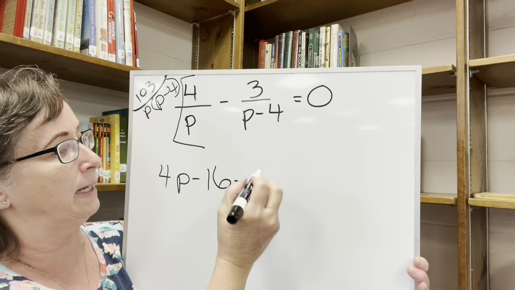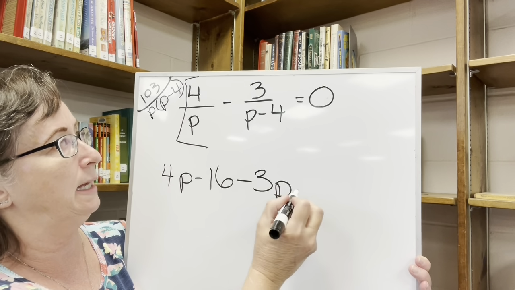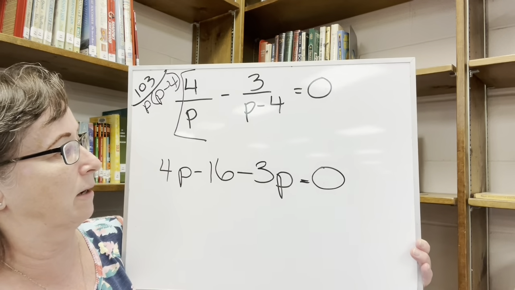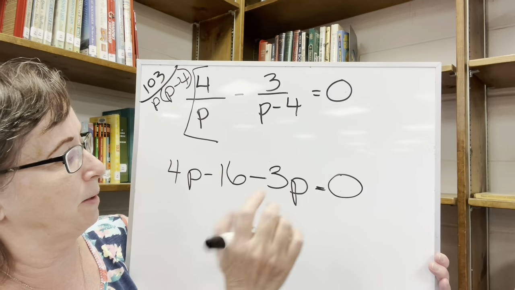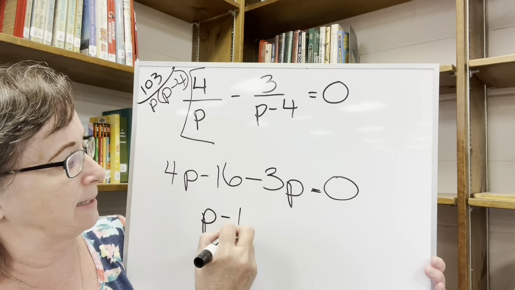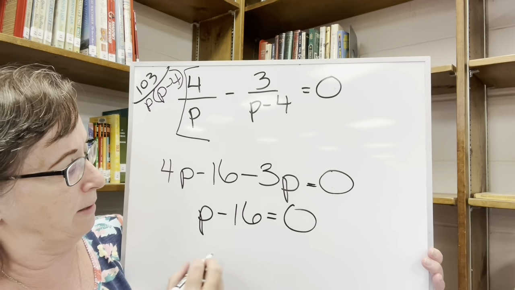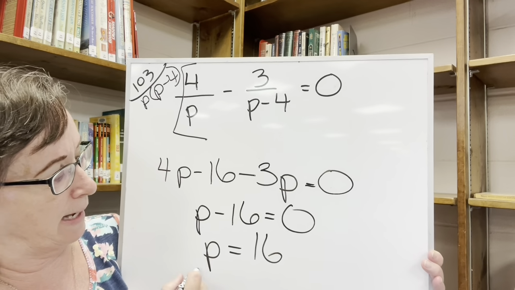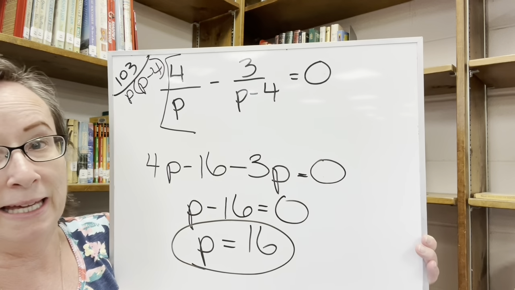P times 3 is 3p. The 0 is going to knock everything out of there, and we get a 0. 4p minus 3p is just a p, minus 16 is 0. P equals 16 when I add 16 to both sides. P equals 16.